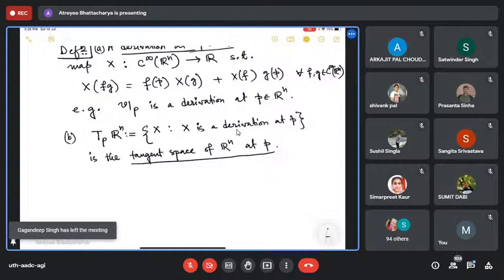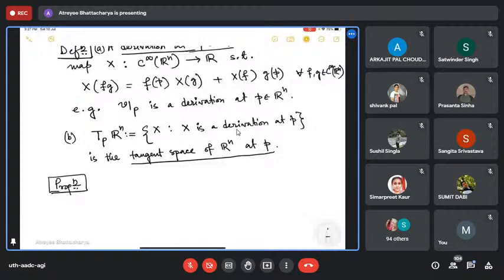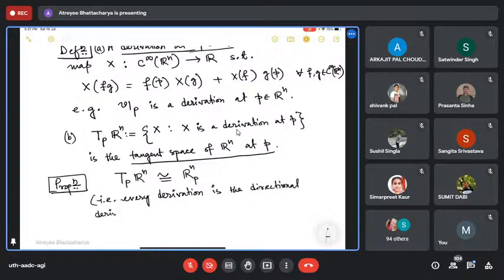Nevertheless, we can prove that this tangent space that we have just defined is nothing but an isomorphic copy of the geometric tangent space of Rn. Then we will be fine. So what does this mean? This is my first proposition: T_p Rn is canonically isomorphic to the geometric tangent space of Rn at p. Or in other words, we are saying that every derivation, that is an abstract linear functional defined on C infinity of Rn, is some directional derivative for some tangent vector of Rn at p.